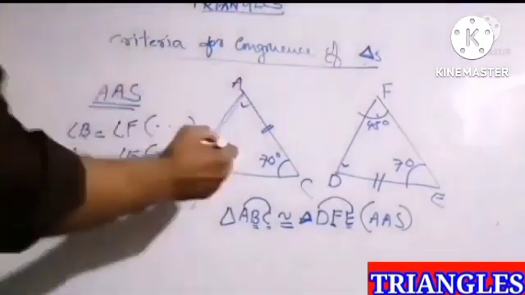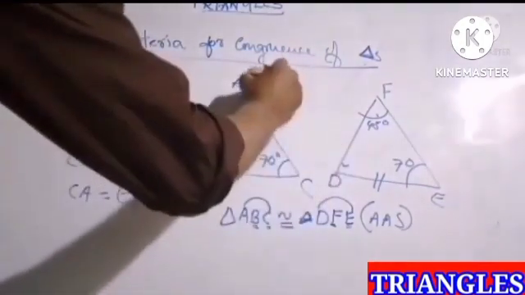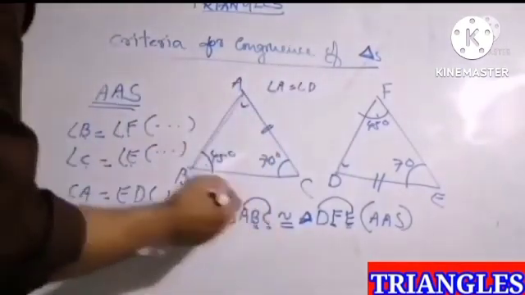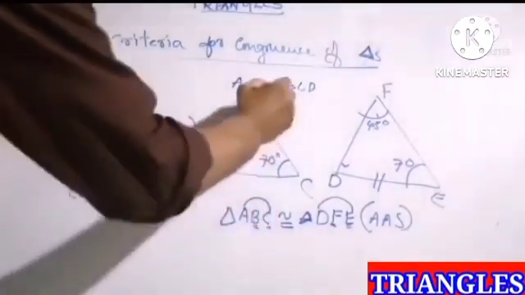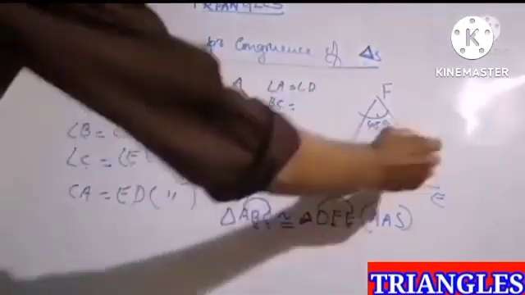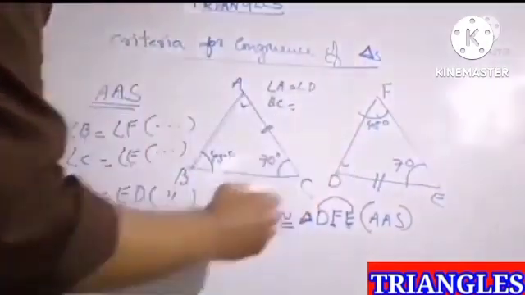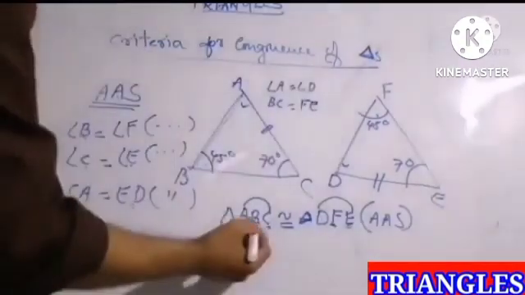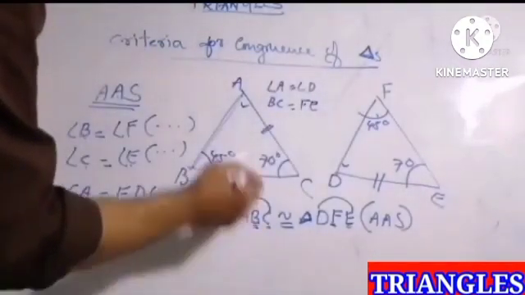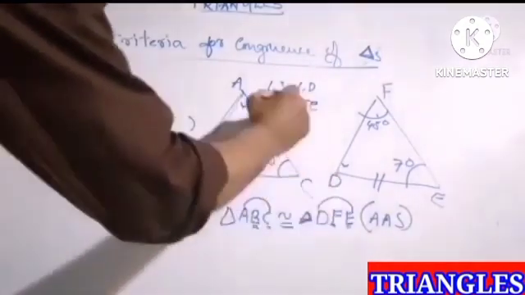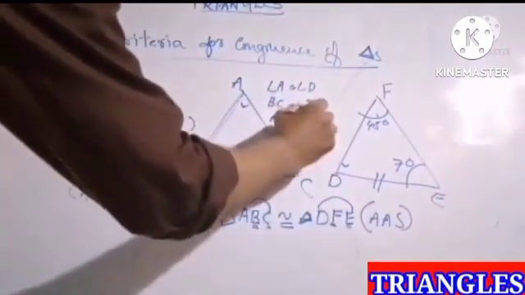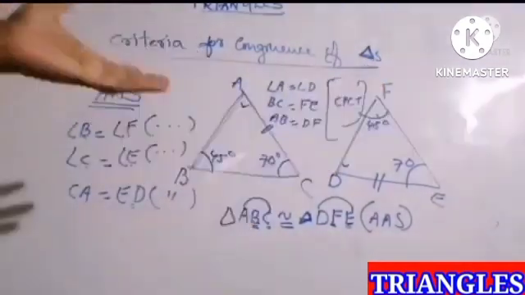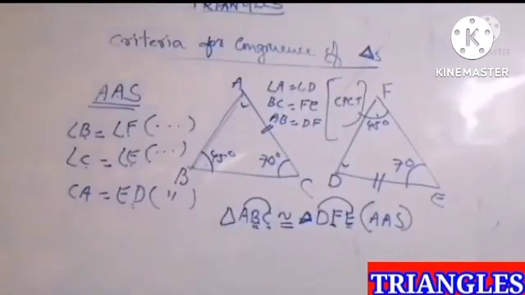Then three more parts are there, the remaining parts. Angle A equals angle D. Then the other pairs of sides: BC equals FE. So one more pair is there, that is AB. AB is not given here, so AB will be equal to DF. The reason is CPCT, corresponding parts of congruent triangles.